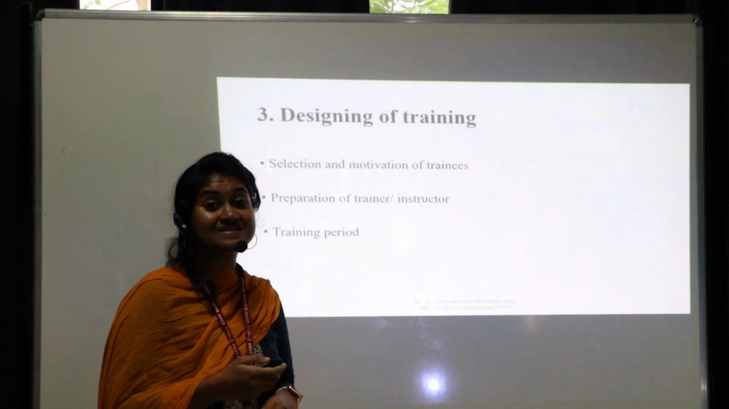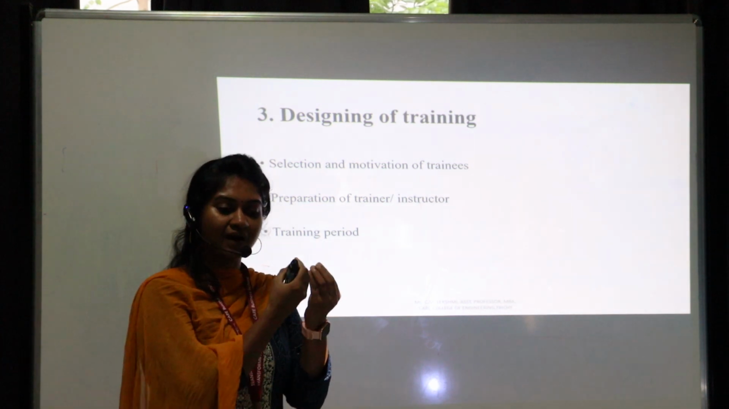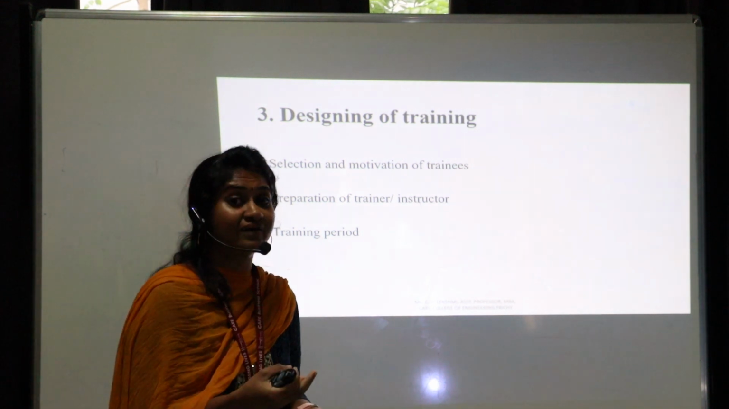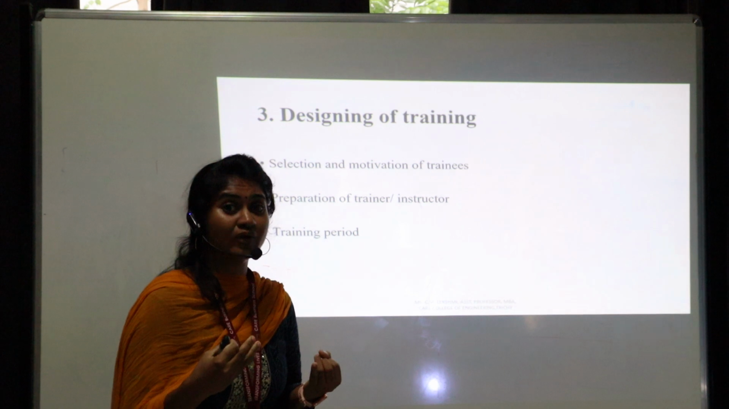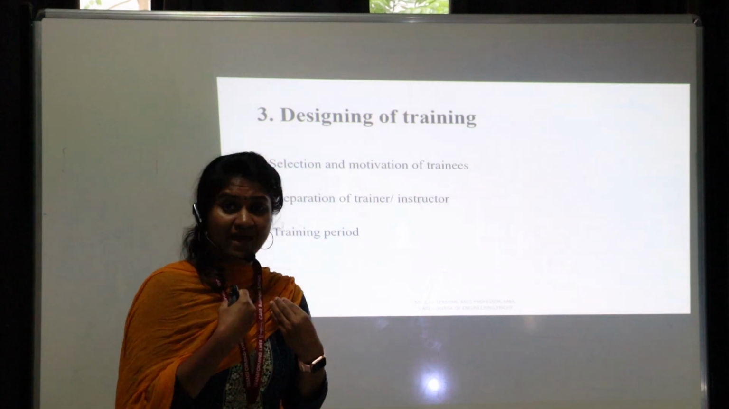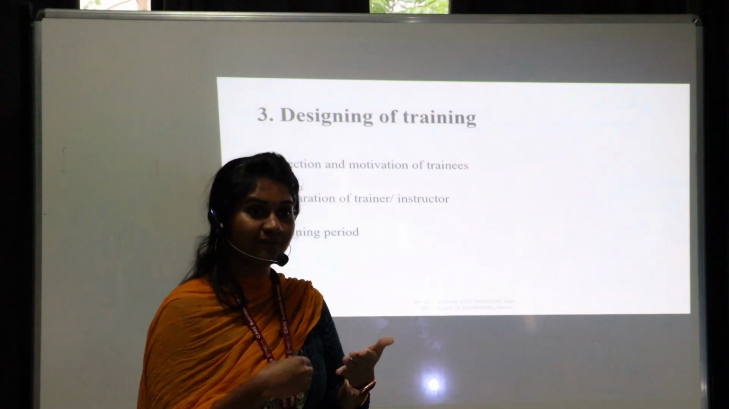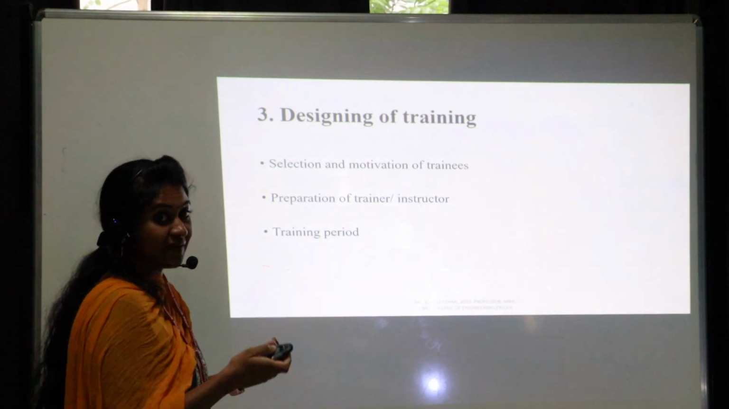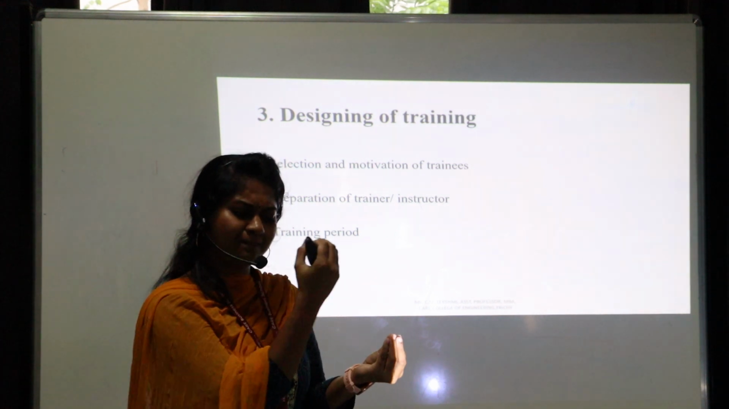And the third segment is designing of training. Before giving training to my employees, I should have some content, what I am going to convey to them. First thing is whom I am going to train. I am selecting a certain number of people to whom I am going to give training, and whom I am going to motivate to do that particular job. And here, the preparation of the trainer or instructor: if I am an instructor, I should know what I am going to train them. So I will prepare a certain procedure, what I am going to convey to them. This is called the trainer or instructor preparation method. And the next is the training period: how long I am going to train those particular employees.